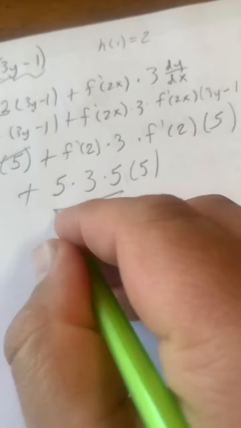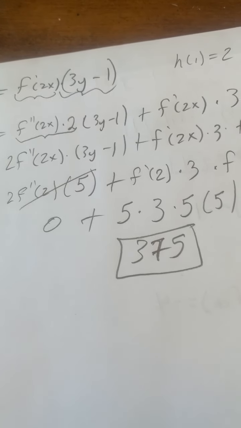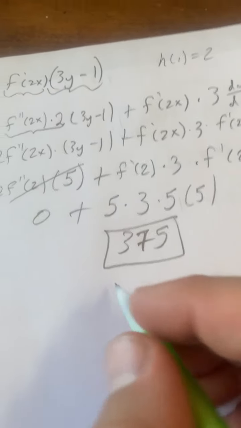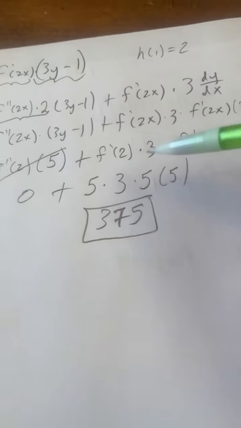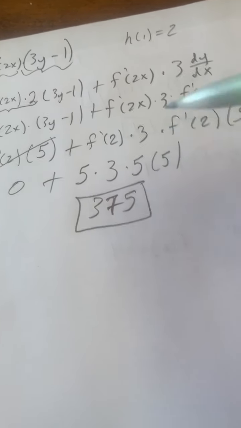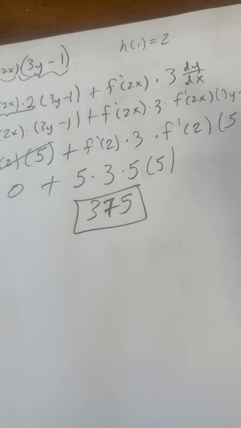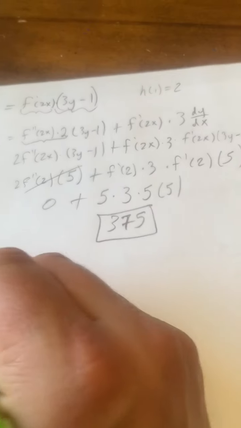And again, you are allowed a calculator. So since that's 375, since that's positive, I'm not going to write it out. I did on the other one, but you would say that h of x is concave up at the point (1, 2), since the second derivative is positive.